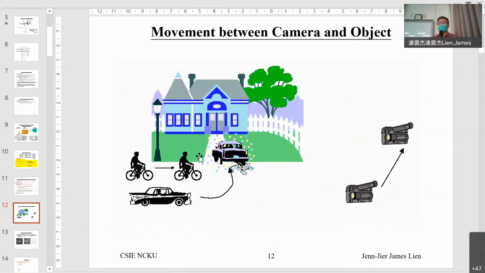Okay, we start talking about tracking. Tracking is about motion, object motion. Suppose you fix the camera and the object moves. How can we track the object? That's tracking. The second case is that the object doesn't move, but you move the camera. That's also a kind of tracking.